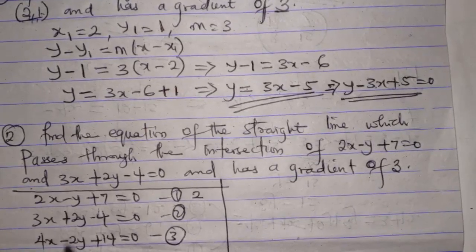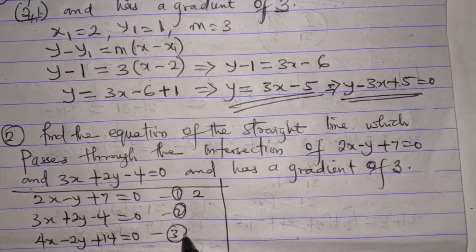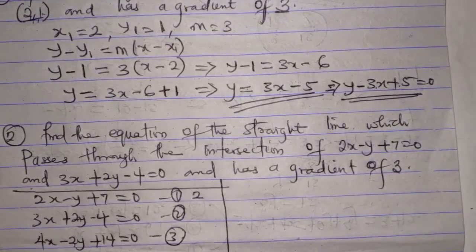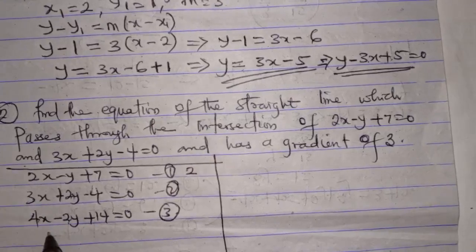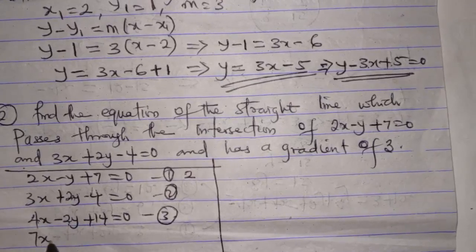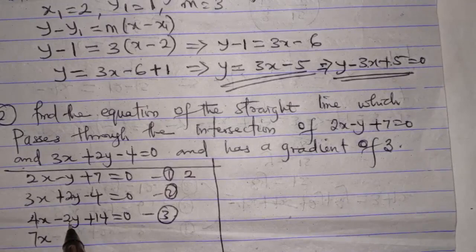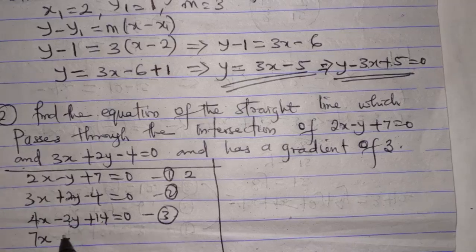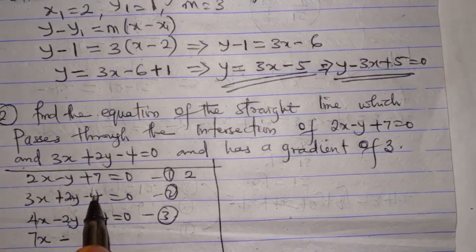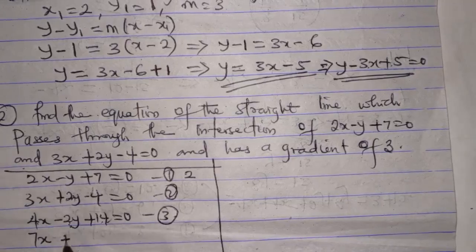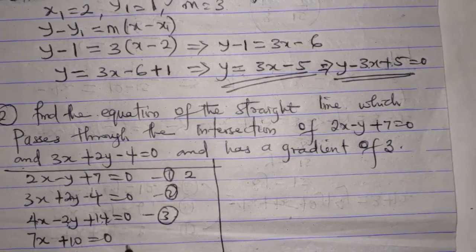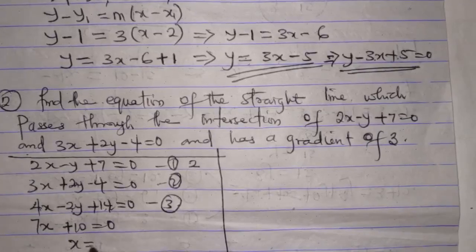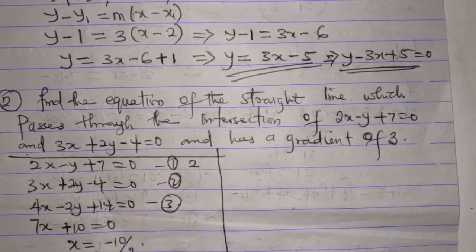So if I say equation 2 plus equation 3, so that this one will give me 0, I'll be having 3 plus 4, that's 7x. This plus this is 0. Minus 4 plus 14 is 10. Yes, that's 14 minus 4, that's 10. Plus 10 equal to 0. So that x will be equal to minus 10 all over 7.